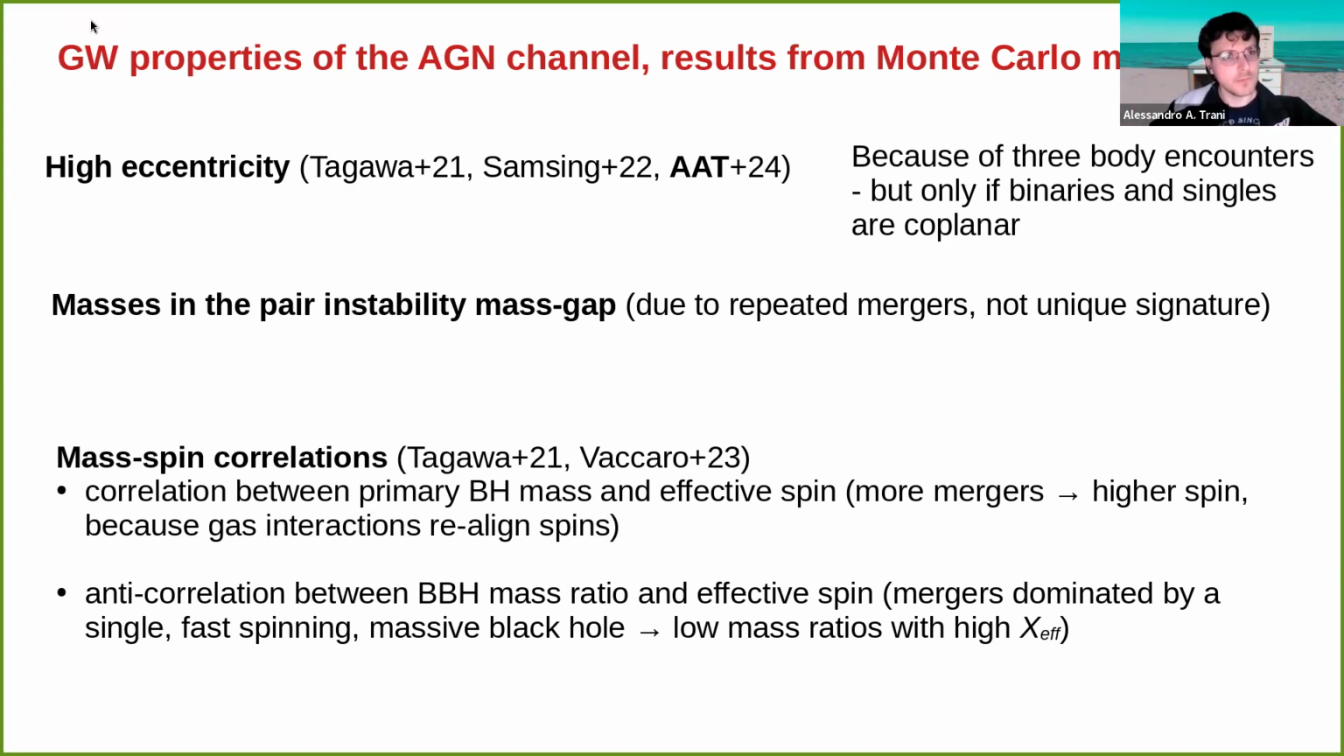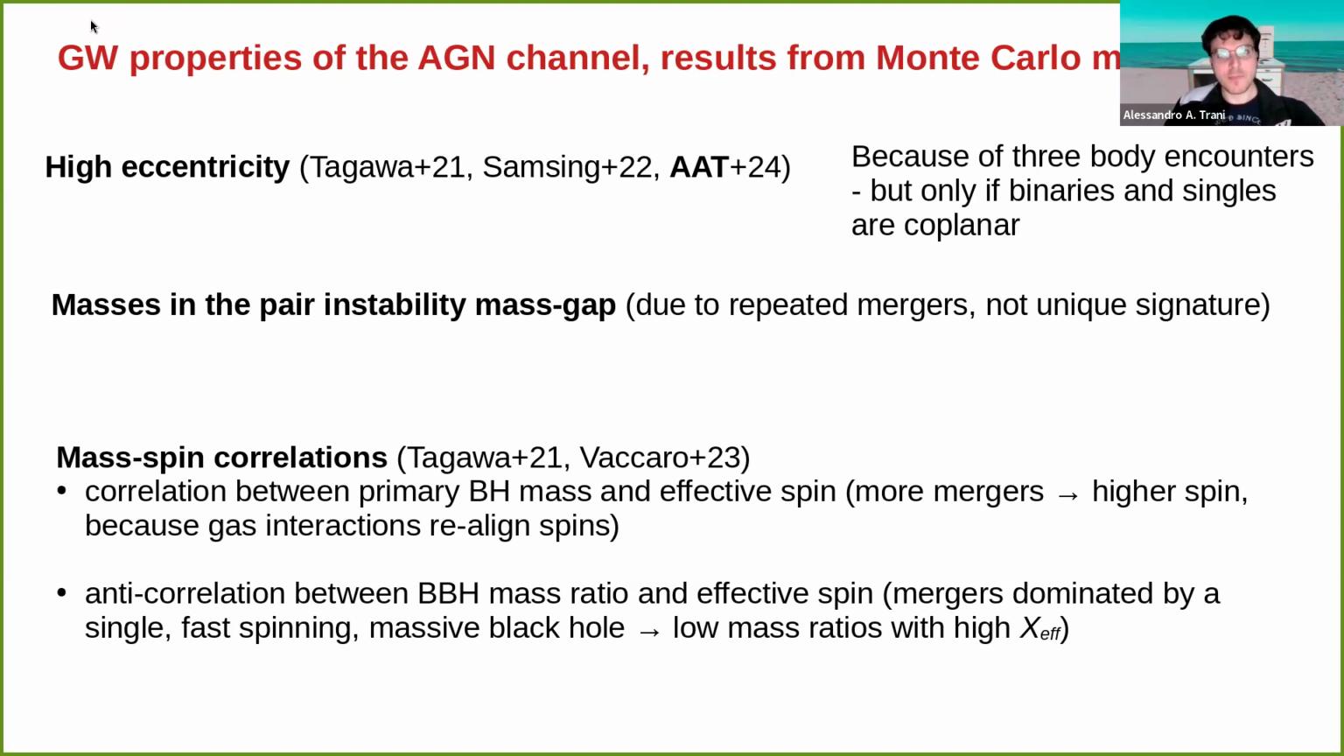Since the bank of waveforms is only for two-body coalescence, is it possible that the detections give you the wrong values of the masses because of this effect? It's possible that there is a bias. Yes, it's possible that there is a bias in the inferred properties.